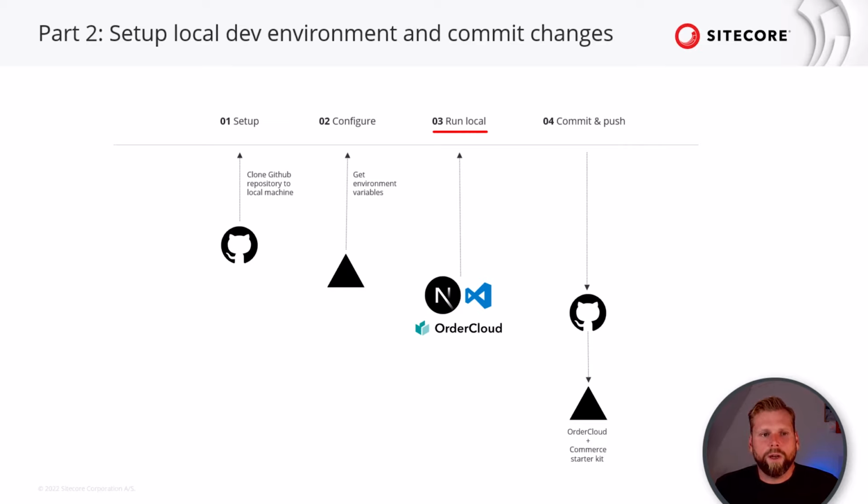When we've got it running, we're going to use Visual Studio Code to build out some changes. And then we're going to commit those changes and push them out to GitHub, where Vercel will pick it up and trigger a redeploy. After that, we'll have our OrderCloud and our Next.js Commerce Starter Kit running with the changes that we built in our local dev environment. So that's the demo that we're going to do.